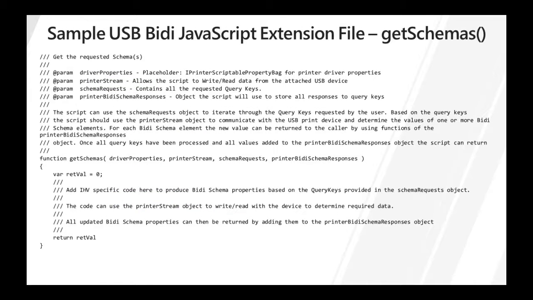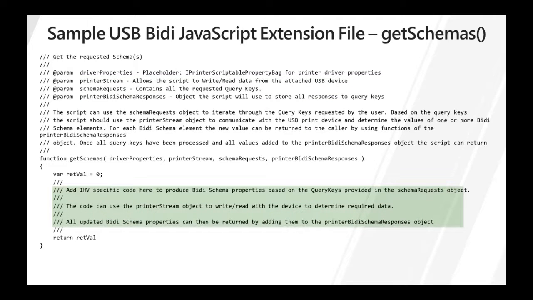Here is an example of a portion of a USB BiDi JavaScript extension file. This file contains the JavaScript functions that will allow USBmon to interact with the print device to retrieve or set BiDi schema properties. This portion is the getSchemas function, provided to allow USBmon to query the device for BiDi schema properties. The function has a number of arguments which are used to determine what to ask the device, how to read or write data to the device, then to return the BiDi schema properties to USBmon.